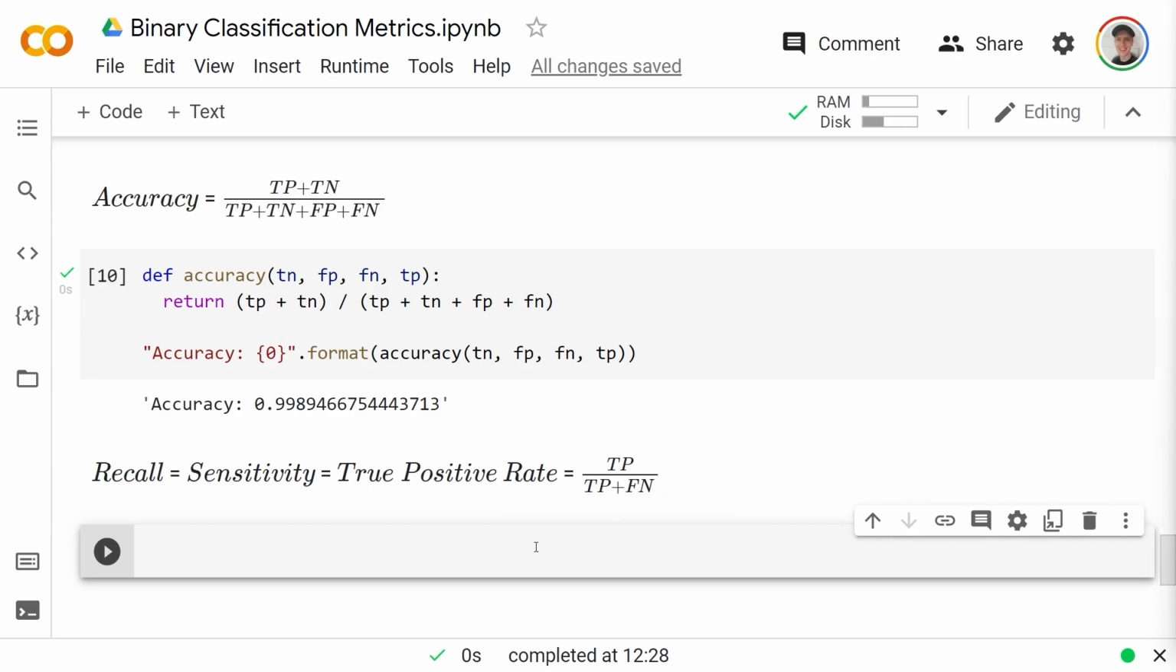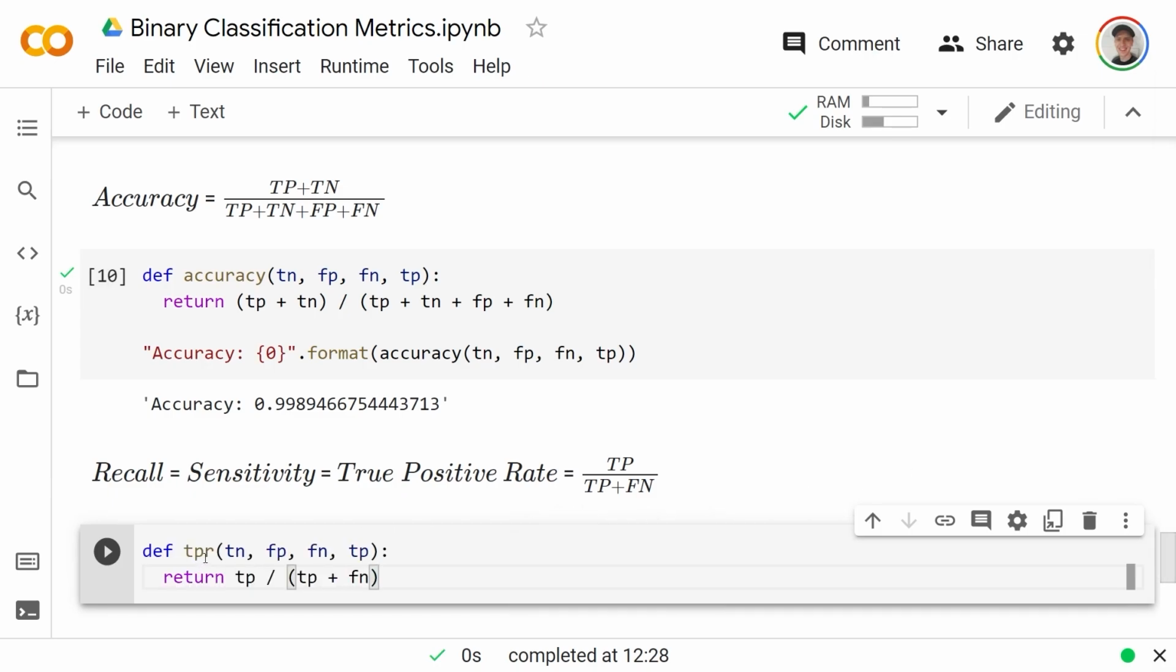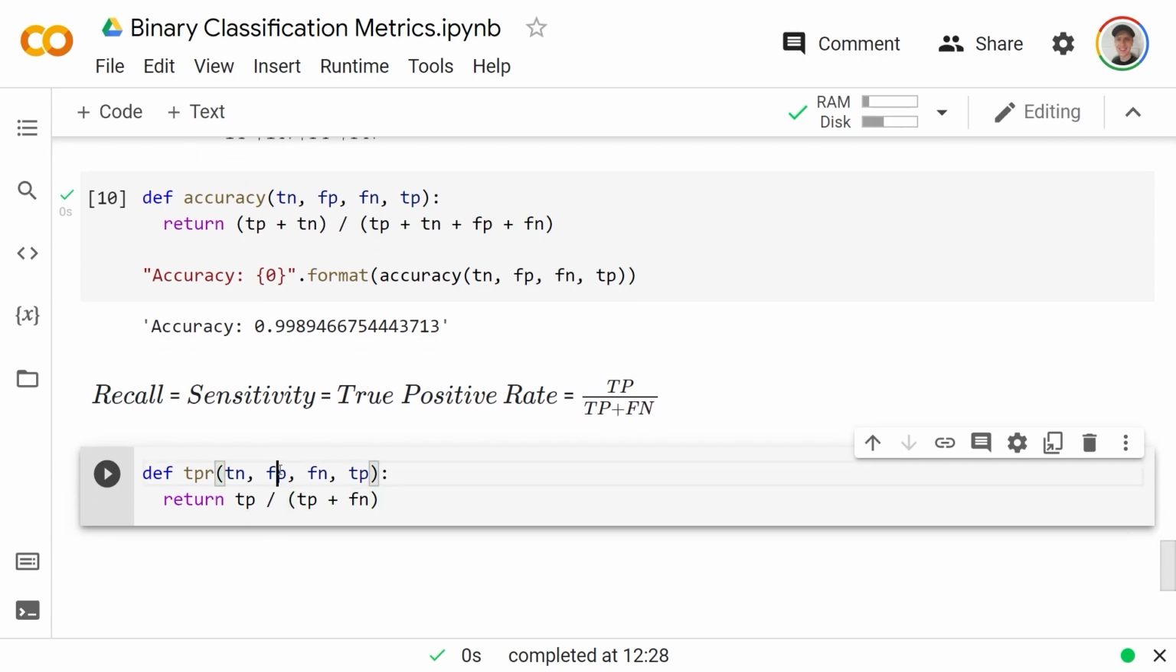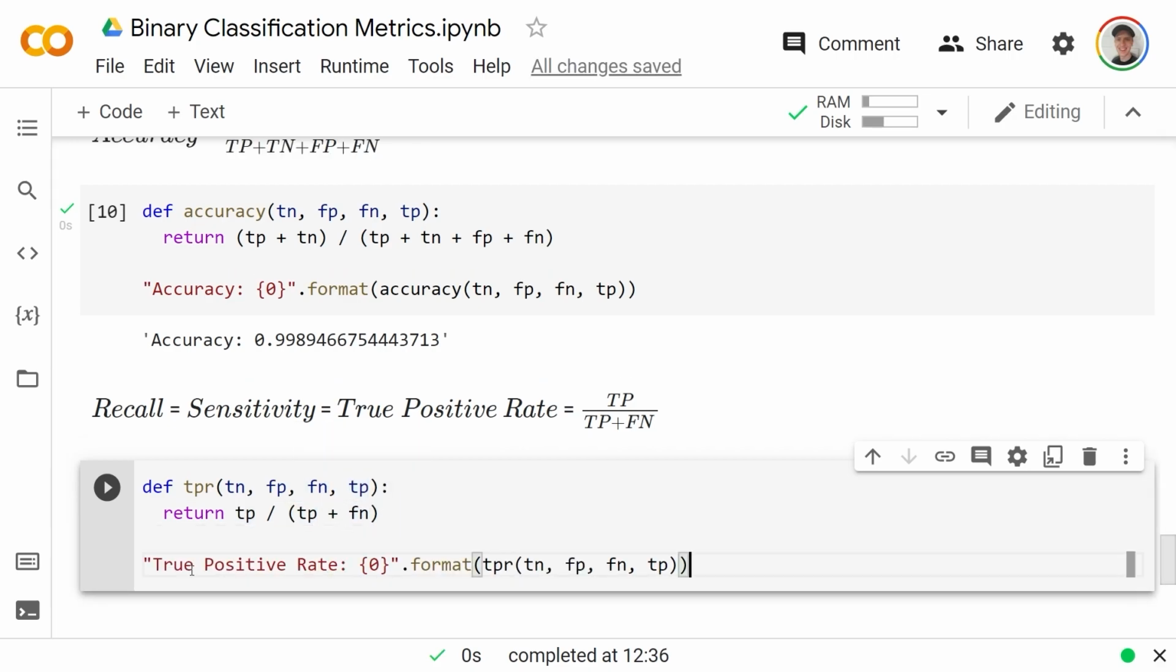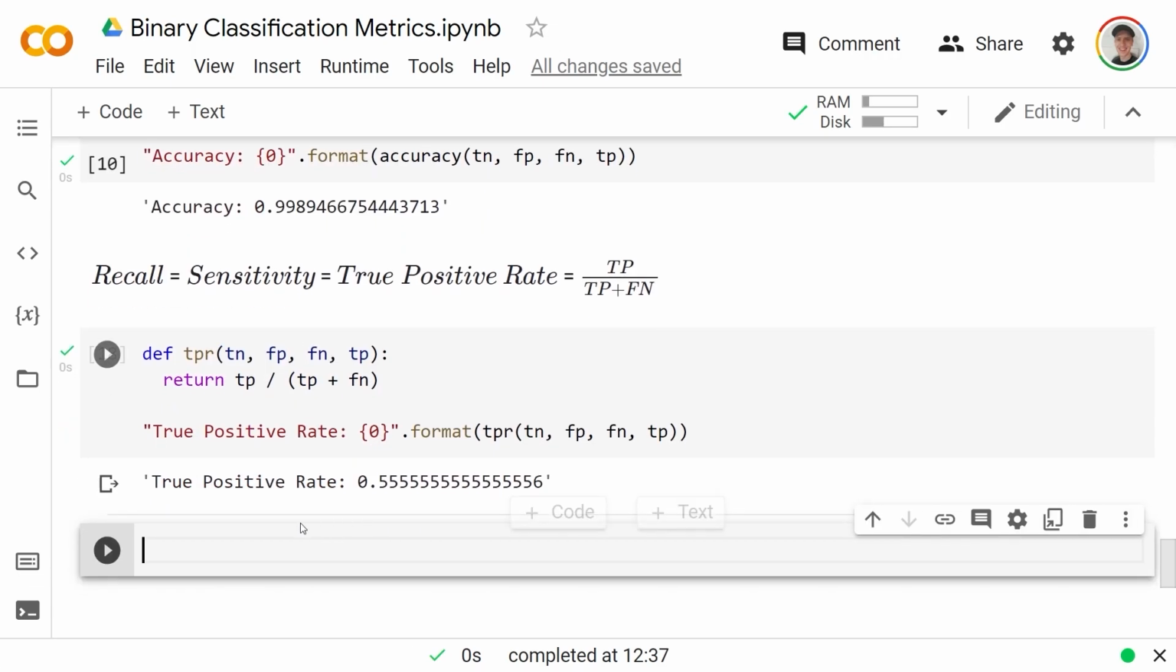We can calculate this function again very easily. I'm not going to write it out because it's pretty much the same thing every time. We define true positive rate, taking true negatives, false negatives, true positives, and we return the true positives divided by the true positives plus the false negatives. We can calculate our true positive rate by just calling that function and setting it into that variable, and we will see true positive rate is 0.555 repeating.